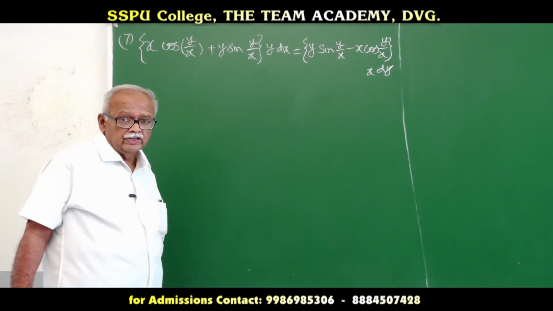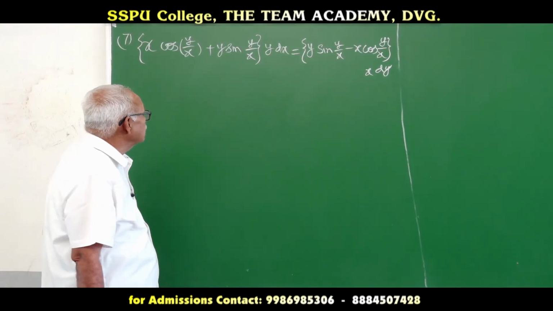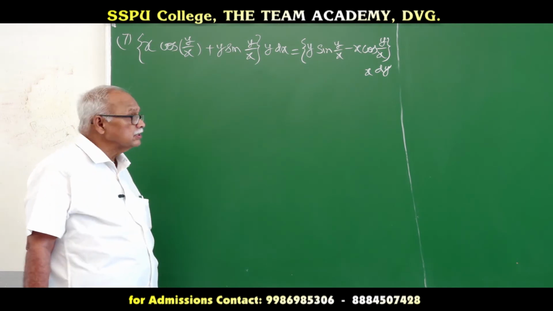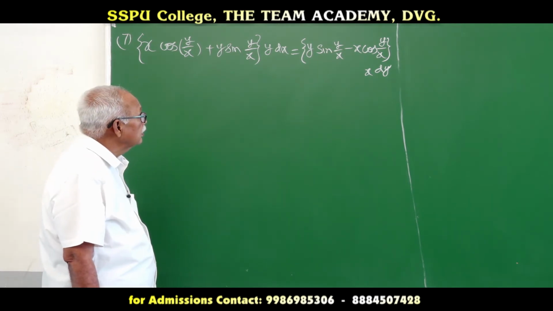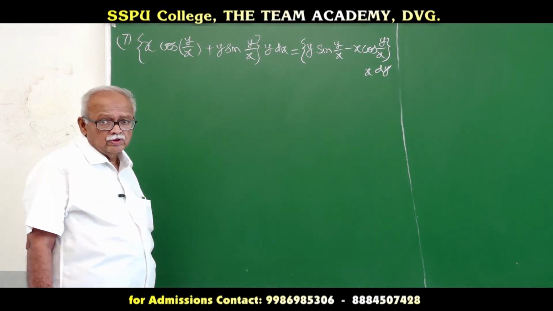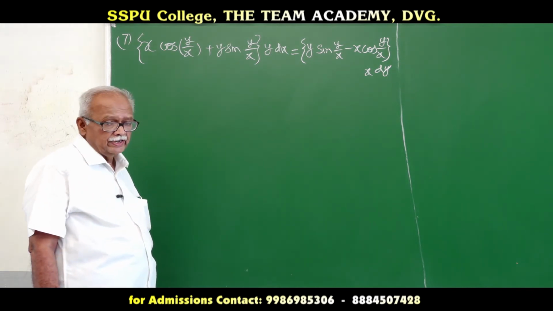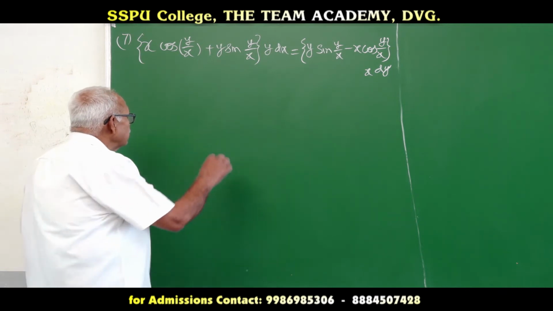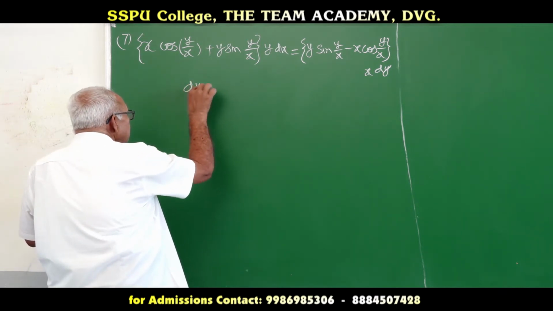Seventh question: x into cos y by x plus y sin y by x, into y dx is equal to y sin y by x minus x cos y by x, into x dy. Now from this, what is the dy by dx?